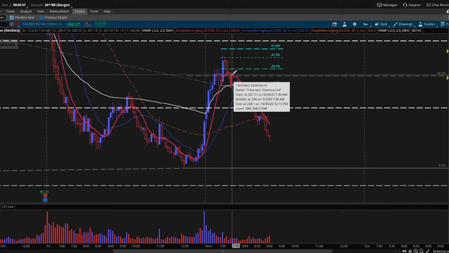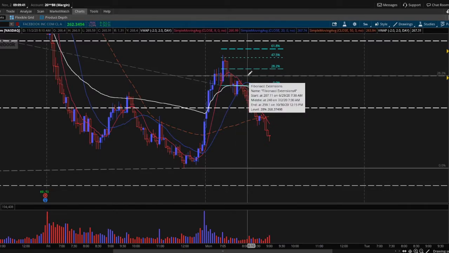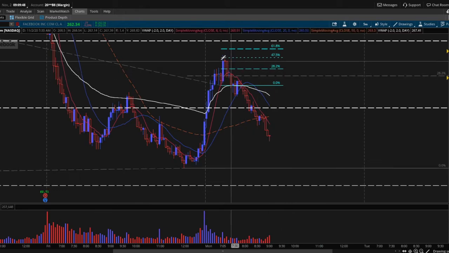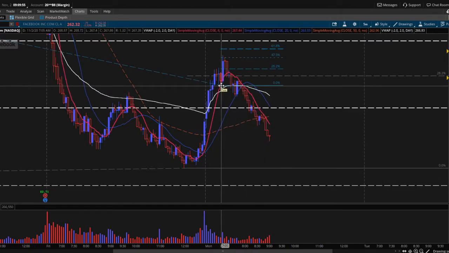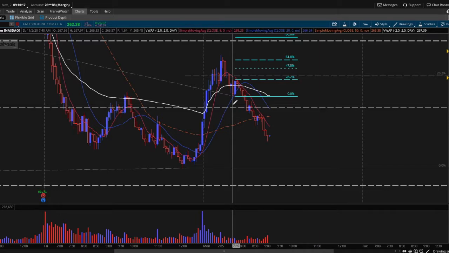We're getting rejected by the 8-day moving average. We're getting rejected by the 28.2 extension. So now this is starting to get interesting for me. So when we come down and make a new low, if we activate this drawing and project it off this low, now here's where I would think about shorting.